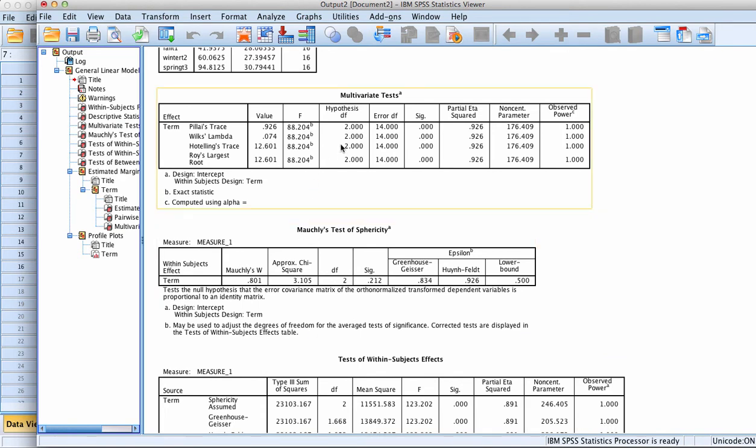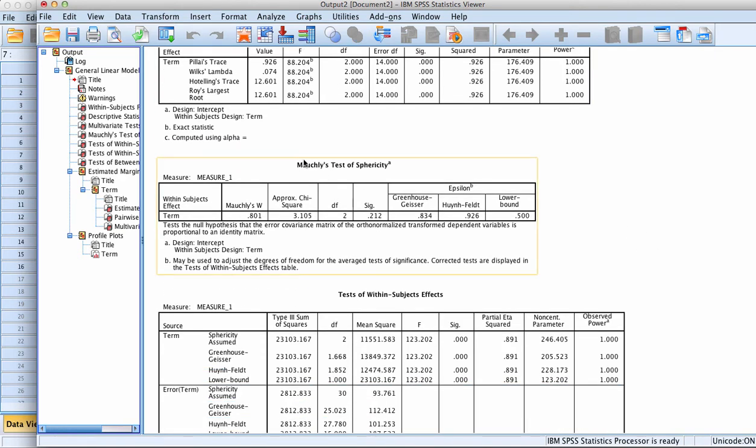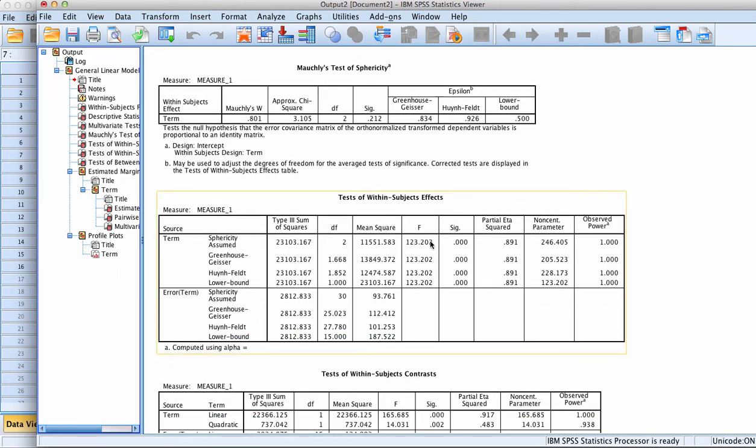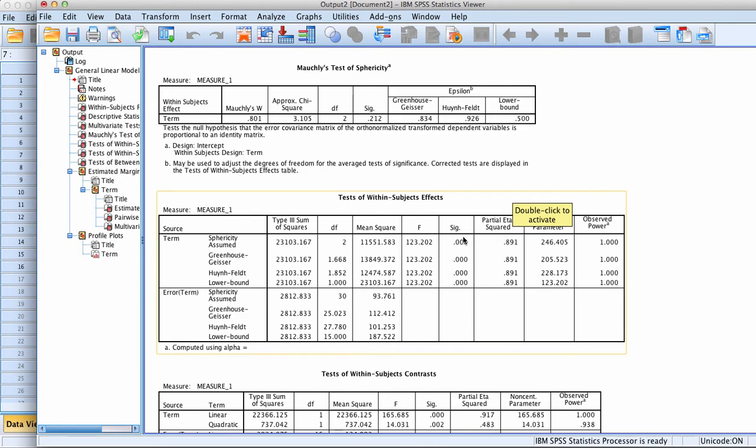Then we're going to bypass this part of the report for now, and we're going to look at Mauchly's test of sphericity. And we can see that for the term factor, Mauchly's test is not significant. So what that means is we can come down here and we can read the results for term on the sphericity assumed line. And we can see that our term factor is significant. Our partial eta square is very large, 0.89, and our observed power is 1.